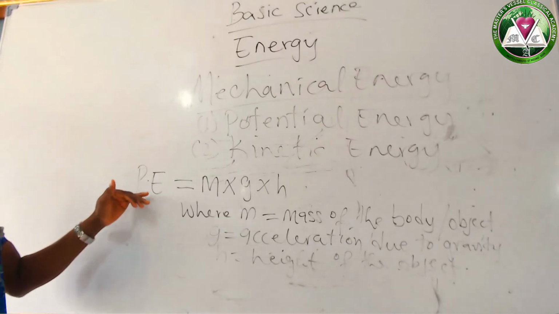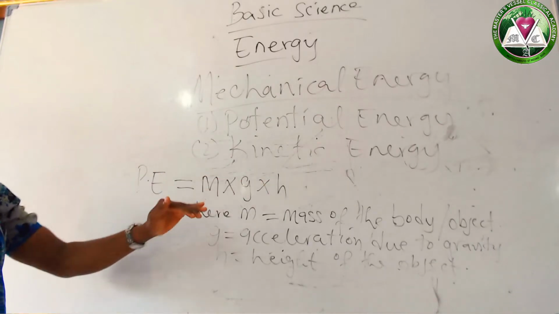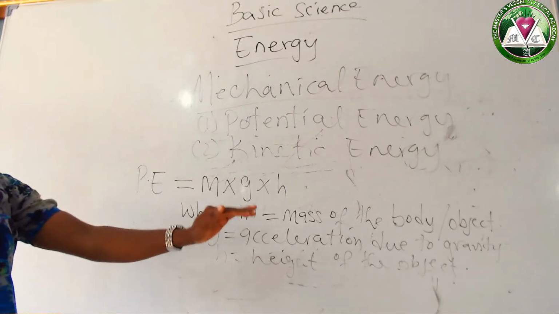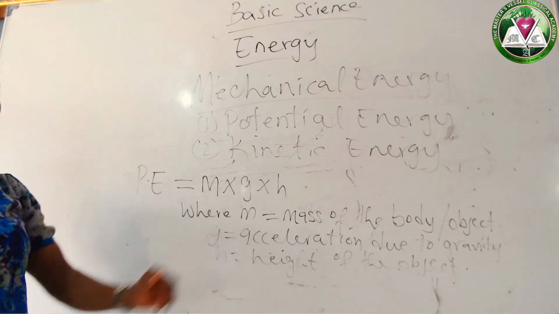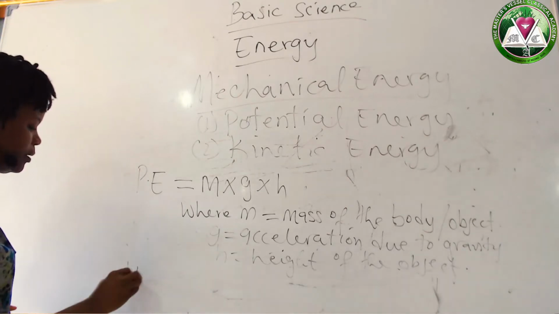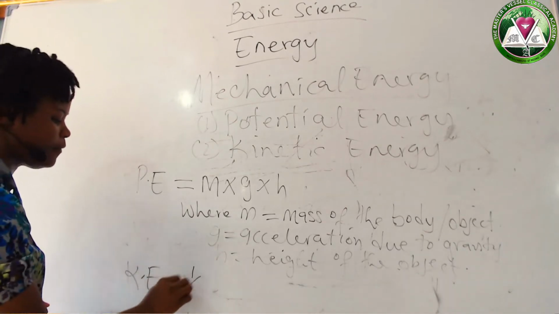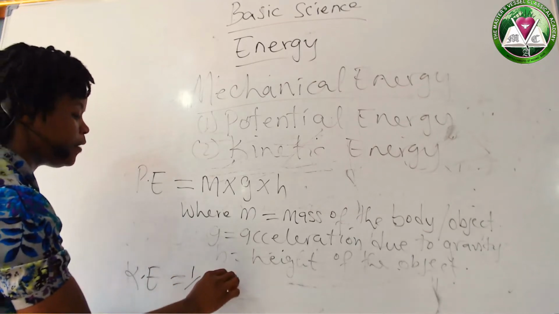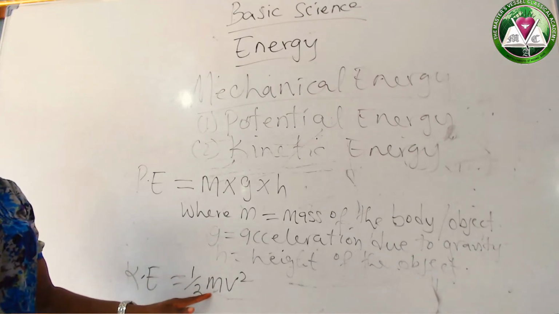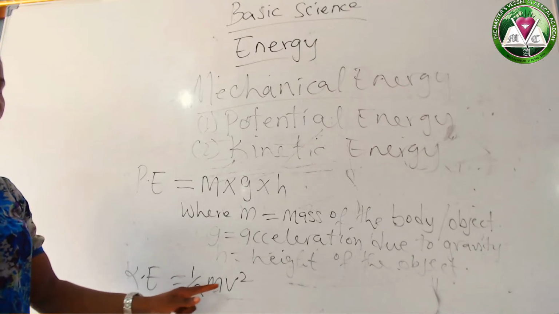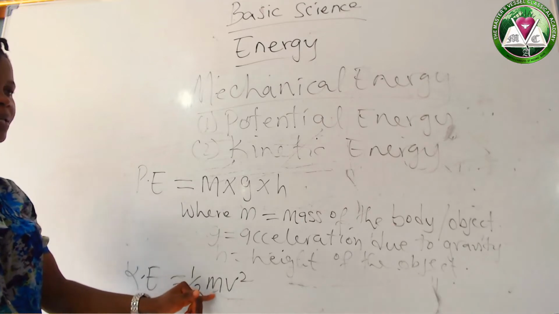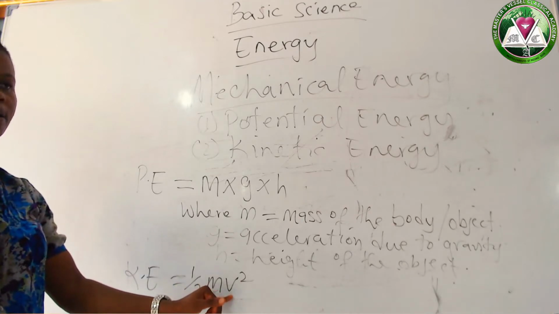I said potential energy can be represented as mgh, where m is the mass of the body or object, g is the acceleration due to gravity, and h is the height of the object or the body. Then kinetic energy is equal to half mv squared. M is still the mass of the object or the body, and v is the velocity of the object or the body.